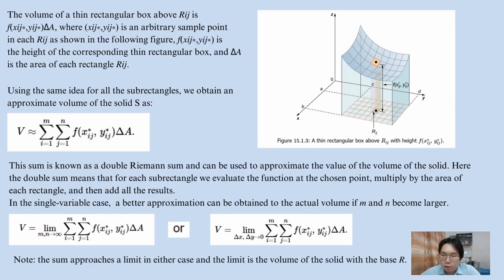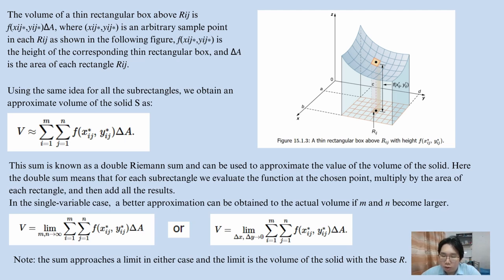In order to solve the question, first of all, we need to know how to find the volume of a rectangular box. The volume of a thin rectangular box above Rij is f(xij*, yij*) ΔA, where (xij*, yij*) is an arbitrary sample point in each Rij as shown in the following figures. f(x,y) is the height of the corresponding thin rectangular box, and ΔA is the area of each rectangle Rij. Using the same idea for all the subrectangles, we obtain an approximate volume of the solid as shown in the video, and this sum is known as a double Riemann sum and can be used to approximate the value of the volume of the solid.